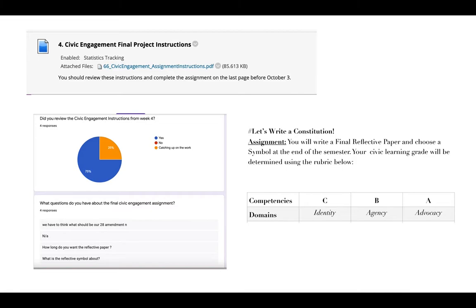The second part of that reflection is that you're going to pick a symbol. This symbol should be a clear logical match to your reflective project. So it should match the ideas that you're trying to convey throughout your semester. Again, if you're having trouble with that, you need to reach out to me.